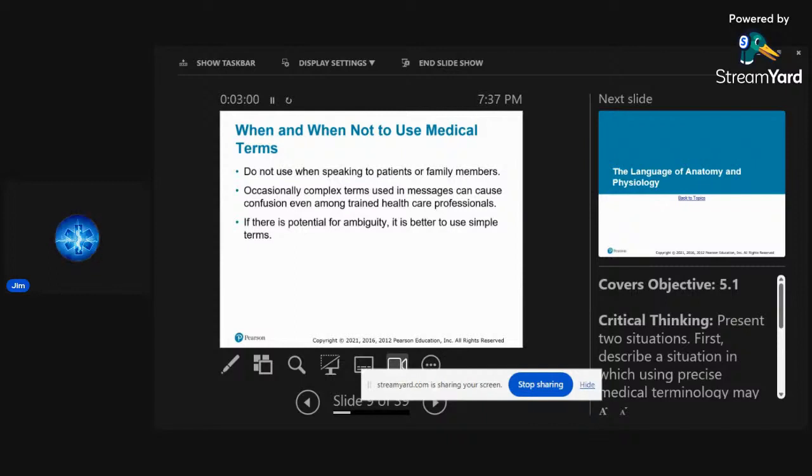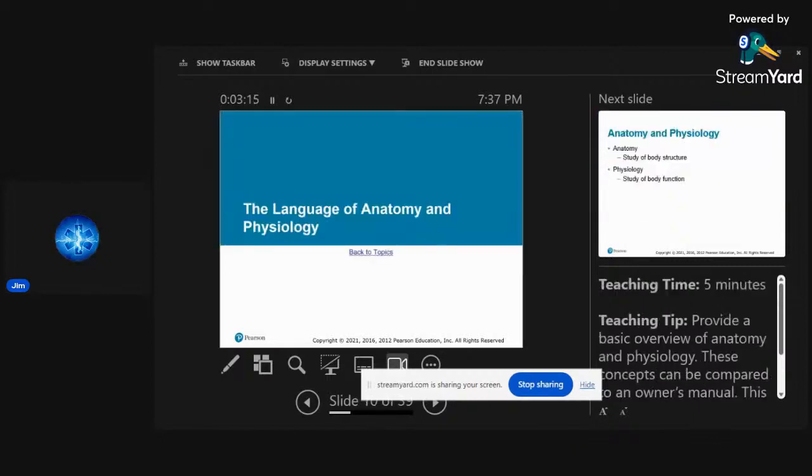If there is a potential for ambiguity, it's better just to use simple terms. So if there's any chance it can be confused, just use smaller terms or simple terms.